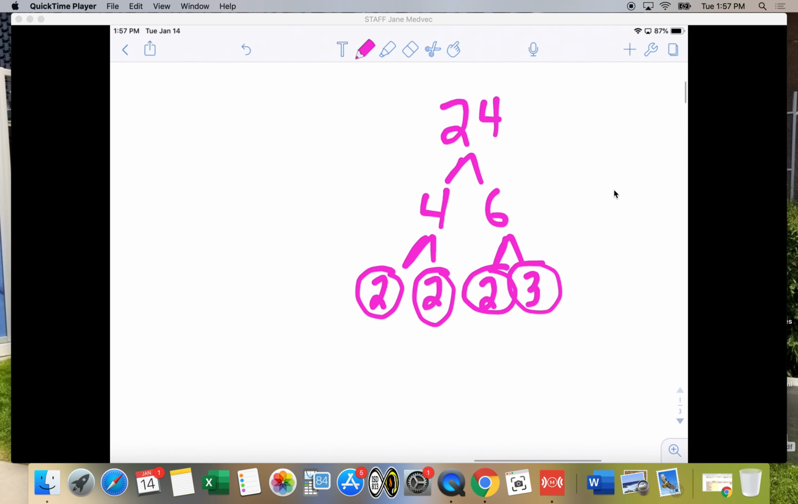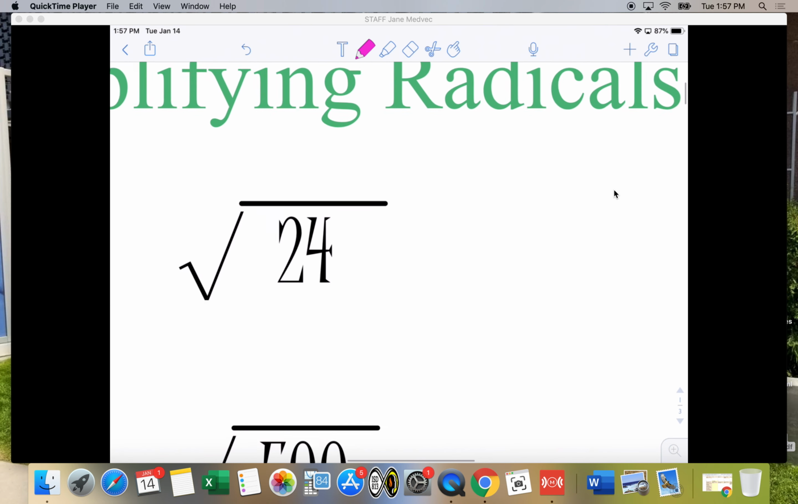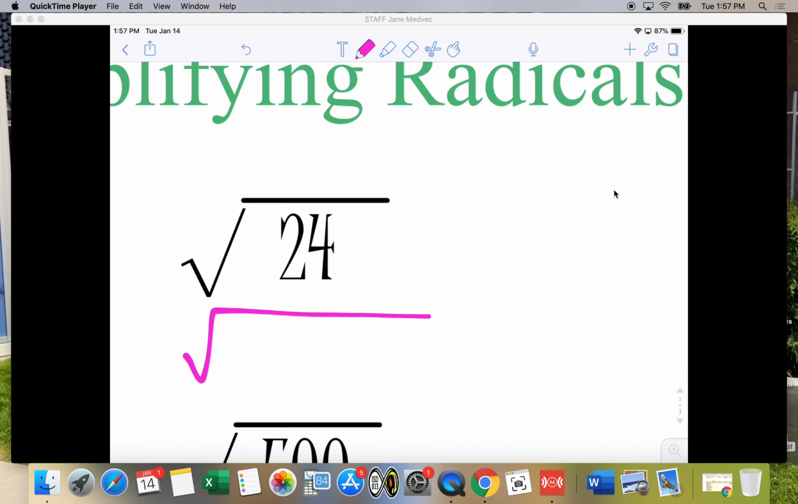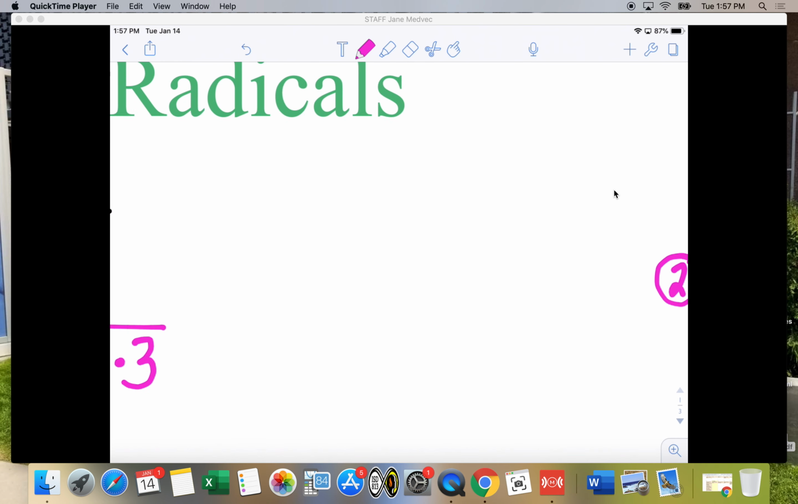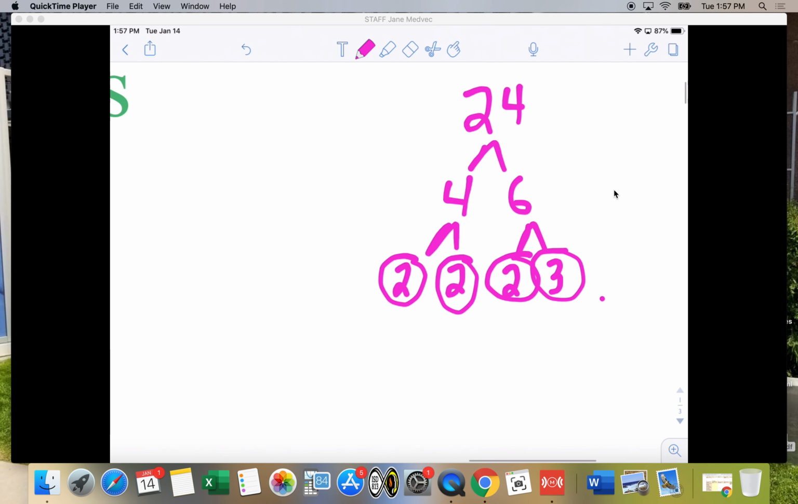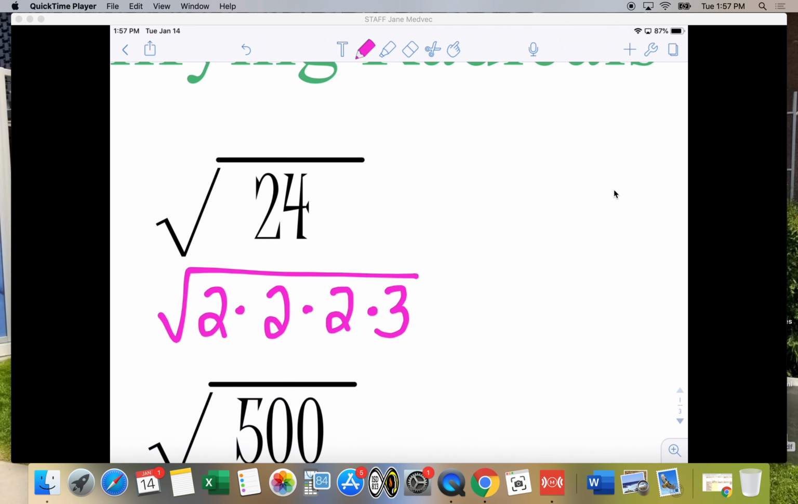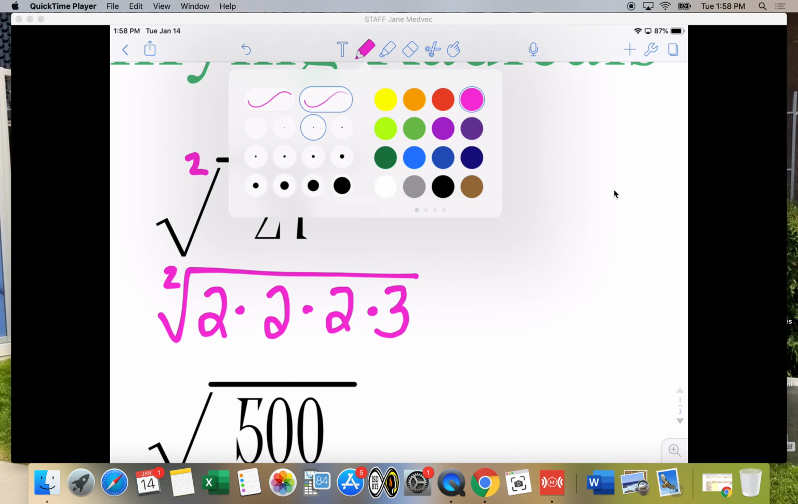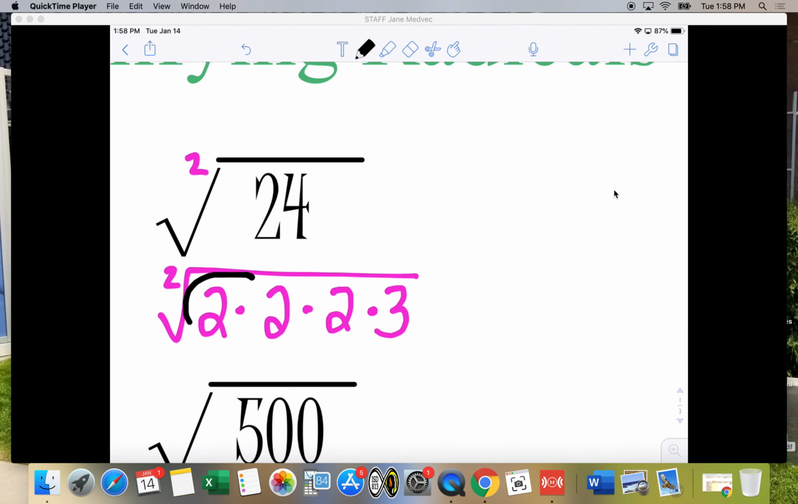Okay, so now what we're going to do is we're going to take those. We're going to bring them over here. 24 can be broken down into 2 times 2 times 2 times 3. And I'm taking it from the factor tree. There's 2 and 2 and 2 and 3. Okay? So now what we're going to do, because there's an imaginary little 2 there, okay? What I'm going to look for is I'm going to look for pairs. So you're going to notice that I have a pair of 2s, and I'm going to circle it.